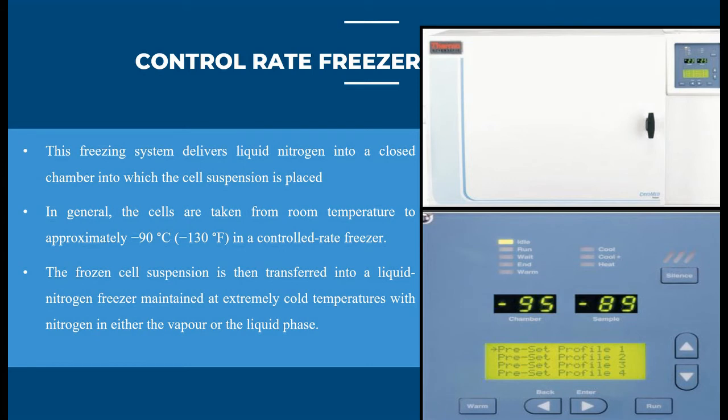In this freezing system, liquid nitrogen is delivered into the instrument or the closed chamber in which the cell suspension is placed. In general, the cells are taken from room temperature to -90°C in a controlled rate freezer. The frozen cell suspension is then transferred into a liquid nitrogen freezer, maintained at extremely cold temperature with nitrogen in either the vapor or the liquid phase.